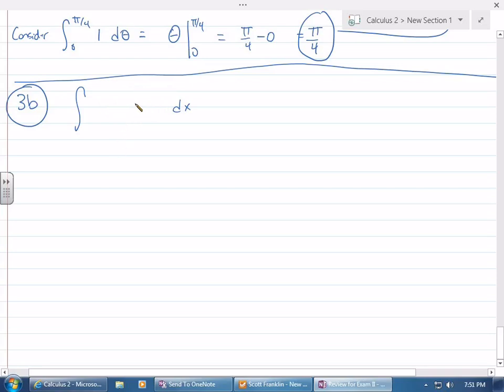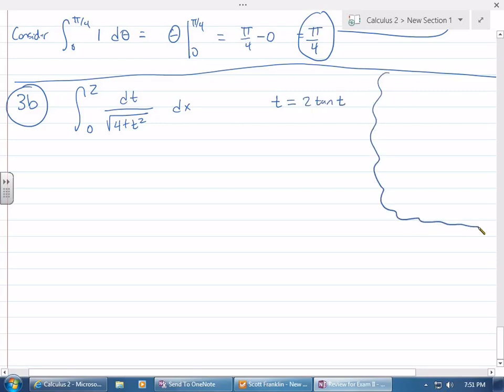Definite, 0 to 2, dt over the square root of 4 plus t squared. So what trig substitution do they suggest when you have a squared plus variable squared? Should be a sine theta. No, it's tangent, I think. 2 tangent of t.